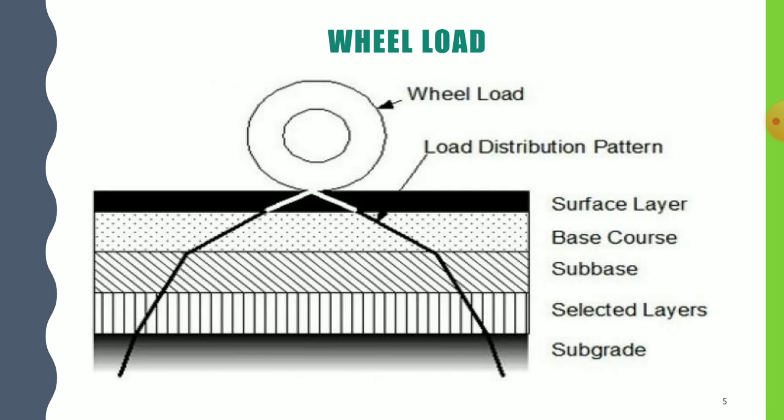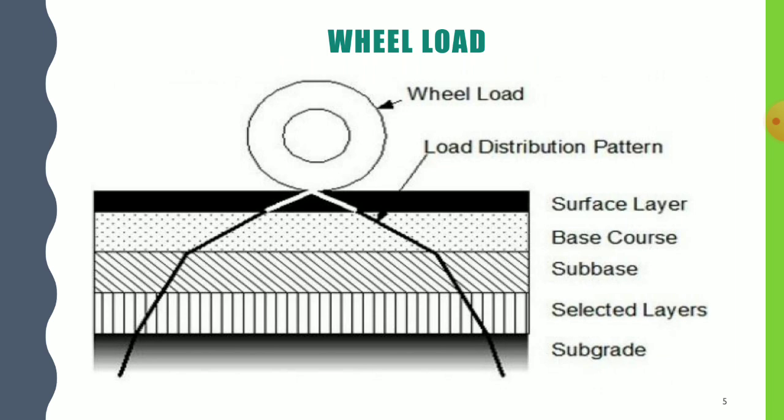Next we will move towards the wheel load. Wheel load is the type of factor which determines the depth of the pavement required to ensure that the subgrade soil does not fail. Wheel configuration affects the stress distribution and deflection within the pavement.